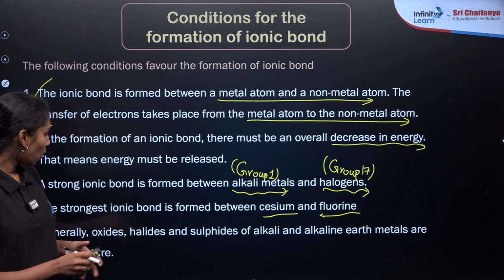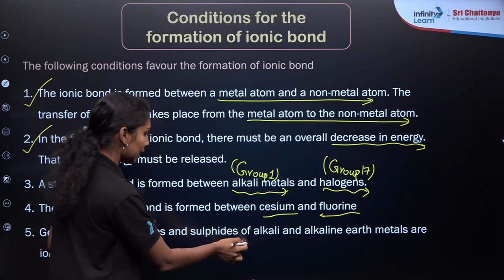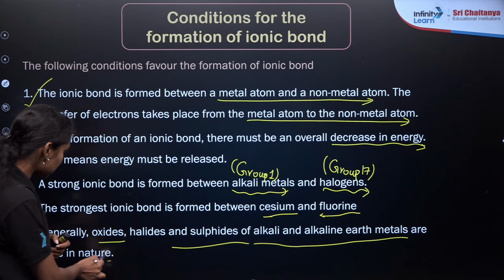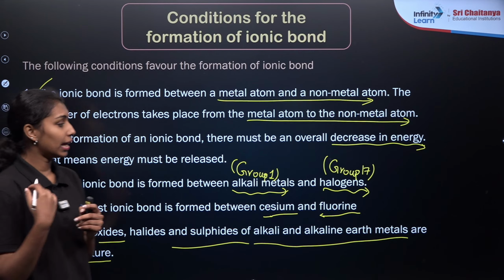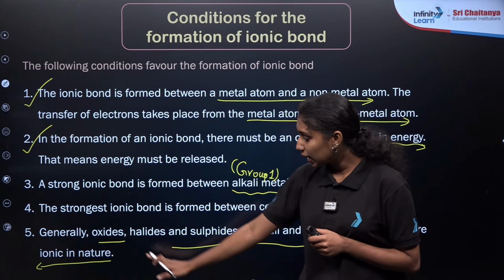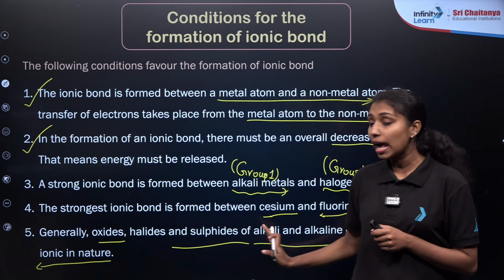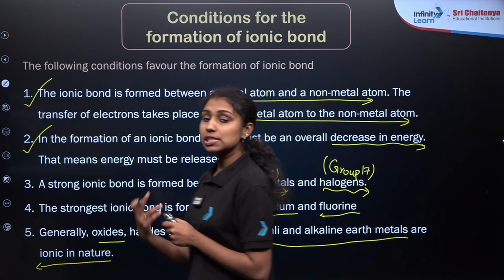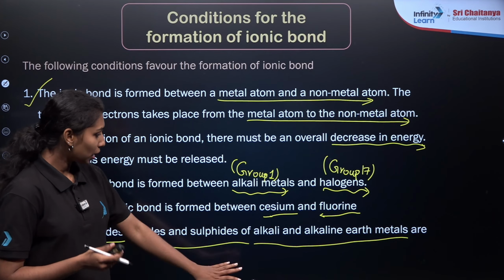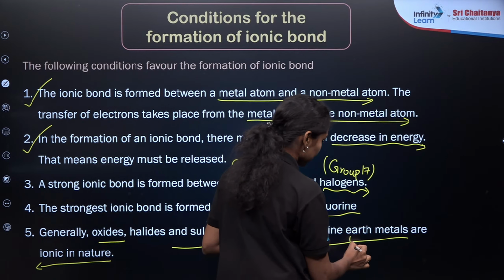Then again, generally the oxides, halides and sulfides of alkali and alkaline earth metals are ionic in nature. Based on this sentence, you can get a question asking you to identify which among the following are ionic compounds. If they contain oxides, halides and sulfides of alkali metals, meaning group 1 elements, right? Lithium, sodium, potassium, rubidium, cesium. Then group 2 elements are known as the alkaline earth metals.